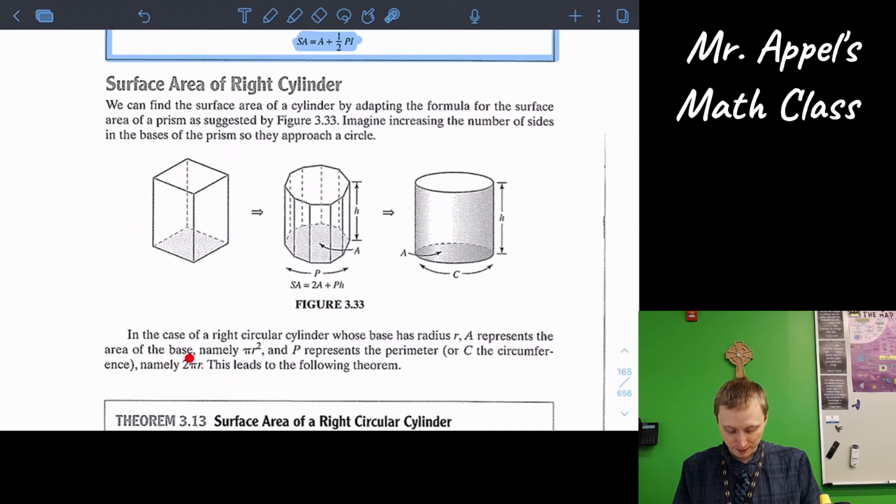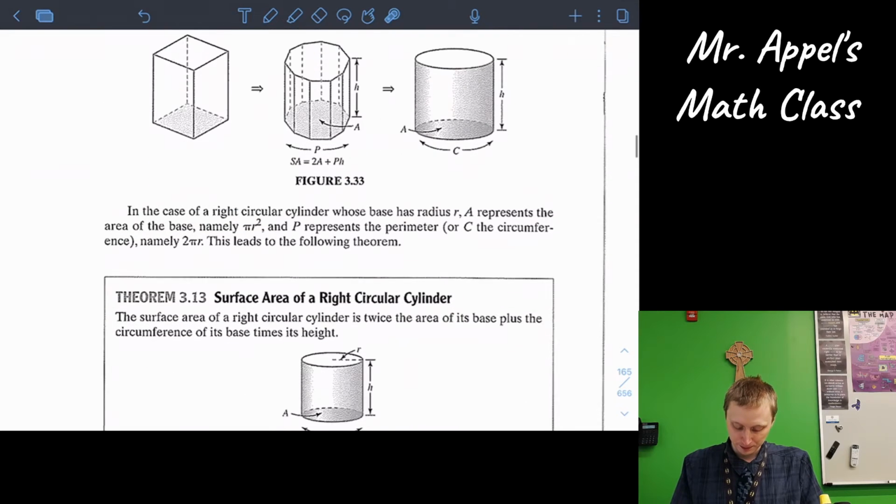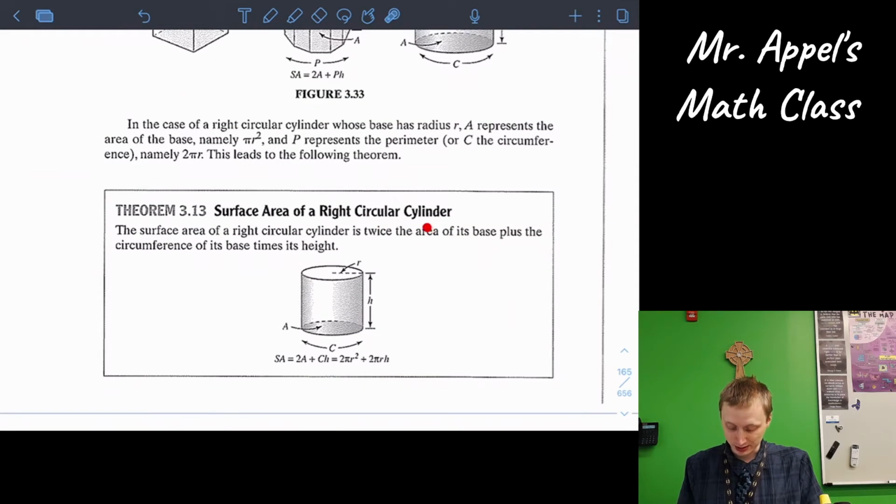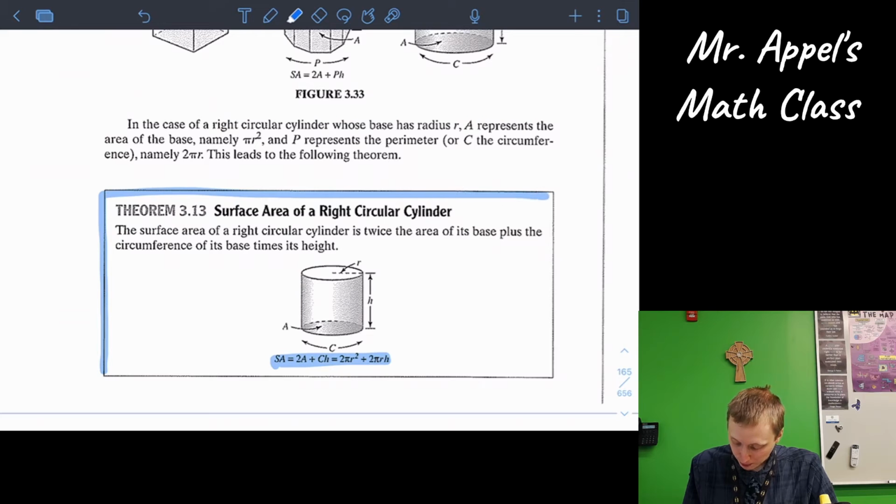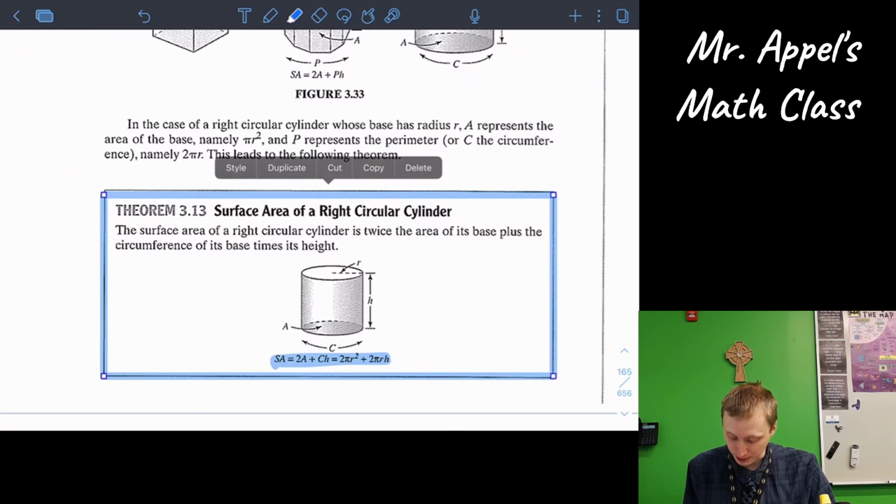A represents the area of that base, which is pi r squared, and P represents the perimeter, which now is C, the circumference of a circle, which we know is 2 pi r, so still based on r. And this leads to the following theorem. The surface area of a right circular cylinder, taken from this equation and adapted for circle-specific names for things, can be simplified and reduced down to twice the area of the base plus circumference times height, or 2 pi r squared plus 2 pi r h. Go ahead and add that one to your notes.